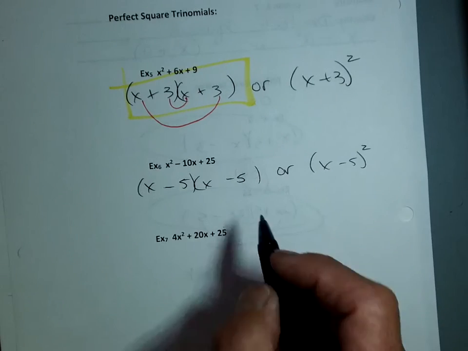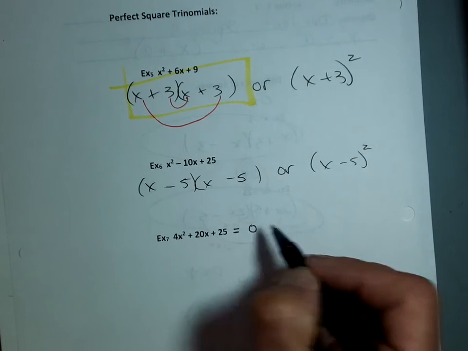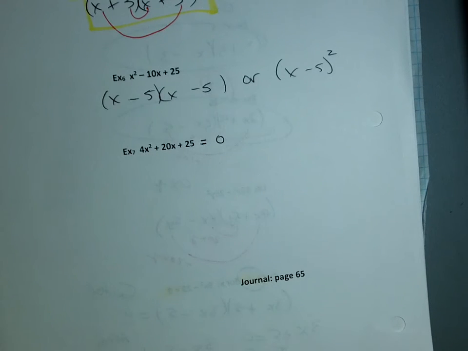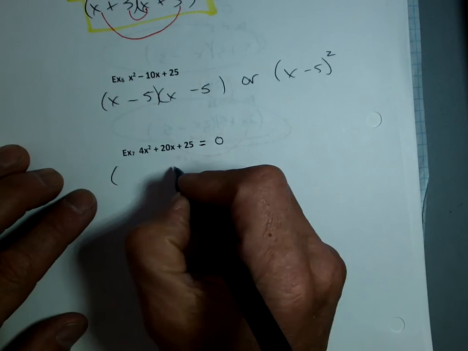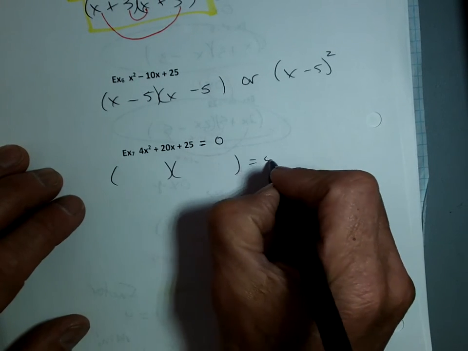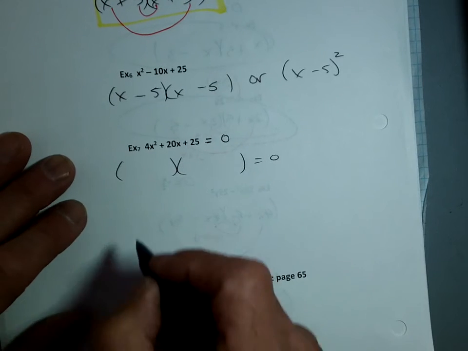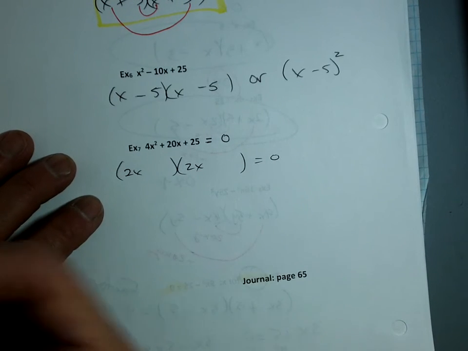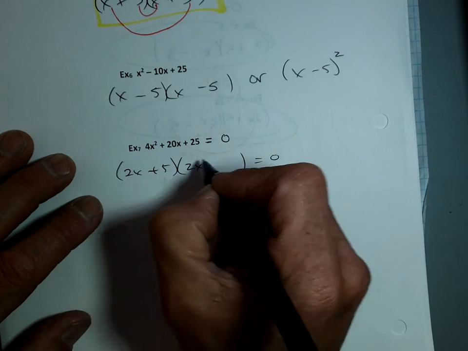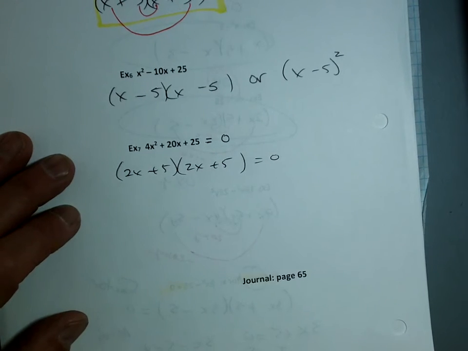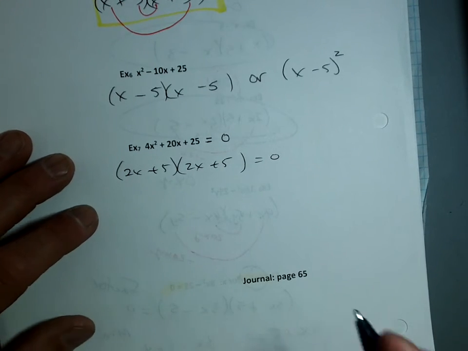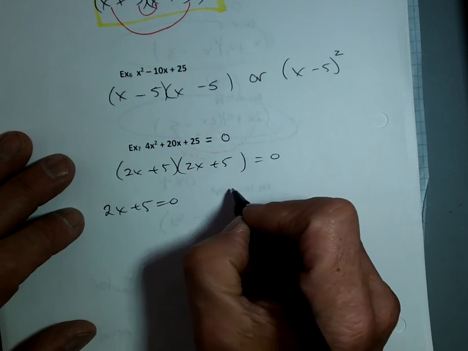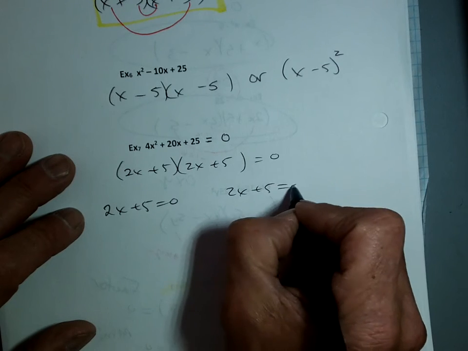All right, now let's do this. Let's put an equal 0 here, and this will help answer Rally's question. Okay, you guys with me? So, parentheses, okay? 2x, right? Yep, plus 5, right? So, mini equations. 2x plus 5 equals 0. 2x plus 5 equals 0, okay?